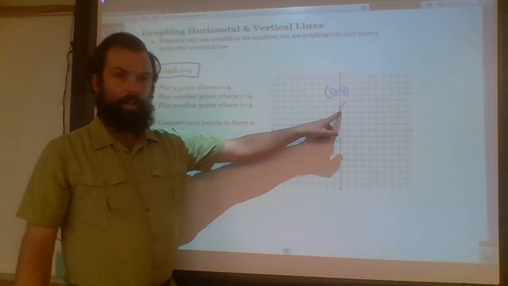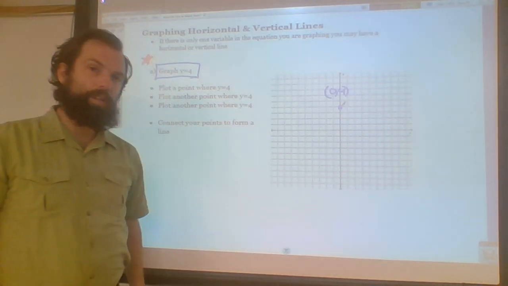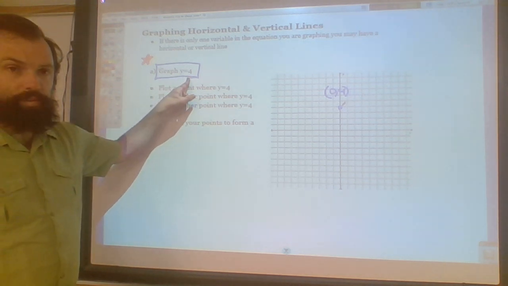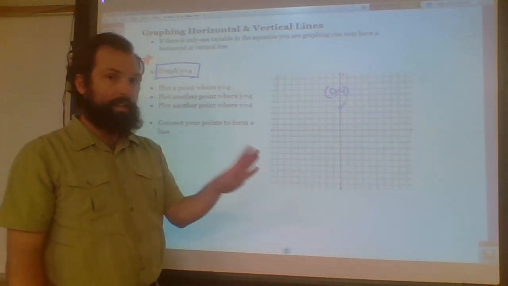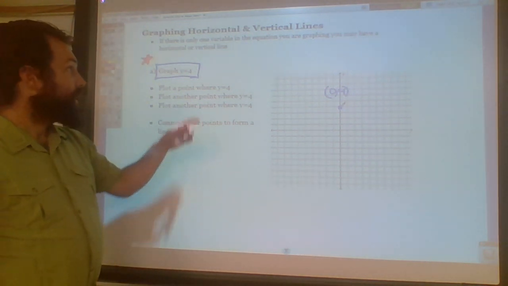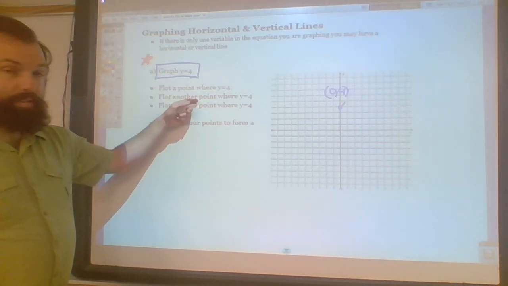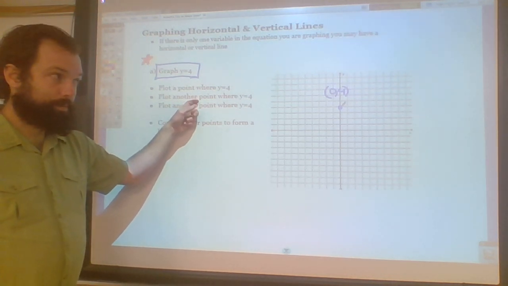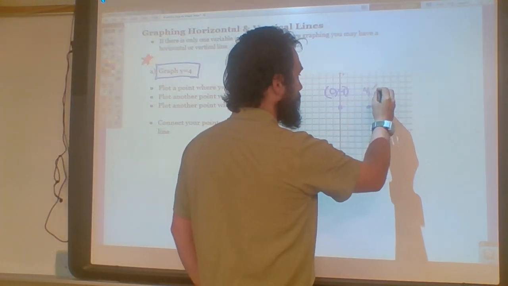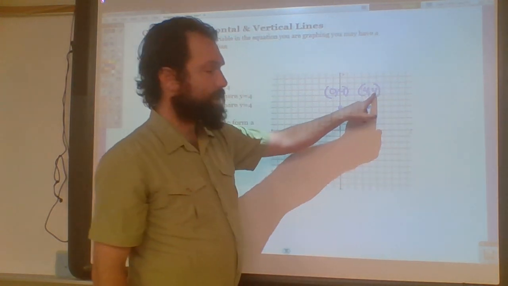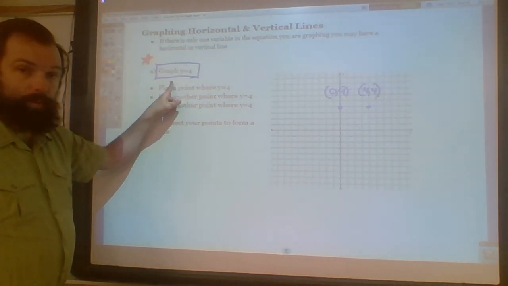From here, this equation is telling us a rule. It's telling us that one thing is always true. It says y has to equal 4. And that's it. It's the only thing that matters for us graphing this equation. Y always has to be equal to 4. So I need to find another point where y equals 4. I could put a dot here at (4, 4). As long as my y equals 4, it's meeting the requirements of this equation.